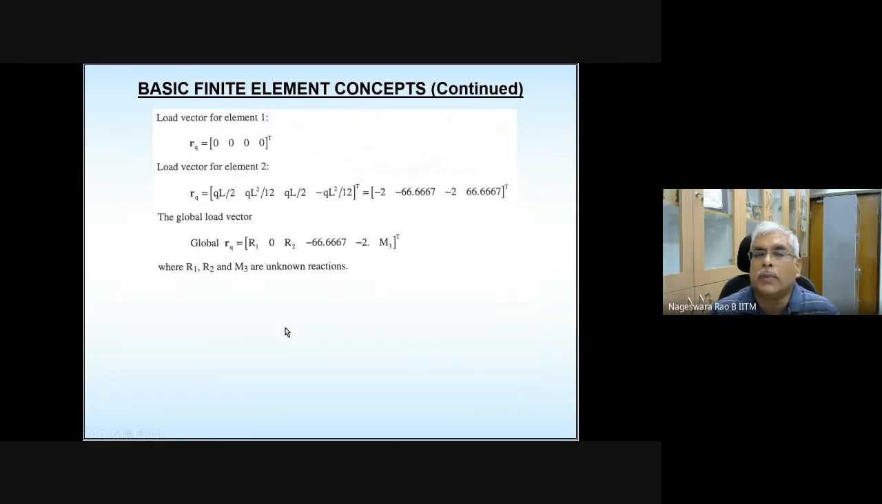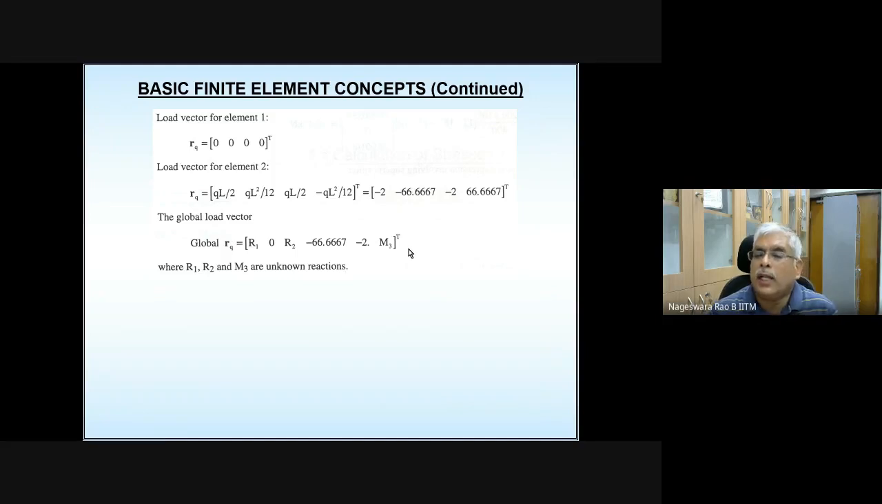So that alone is assembled here. For the first element, the load vector is 0. For the second element, the load vector is this. Wherever Q is there, you put a negative sign and then you get this one. This is the global load vector. Wherever nodal degrees of freedom are 0, reactions are going to be there at the corresponding locations. So V1 is 0, so R1 is there; V2 is 0, R2 is there; theta 3 is 0, M3 is there. So we got the global load vector.